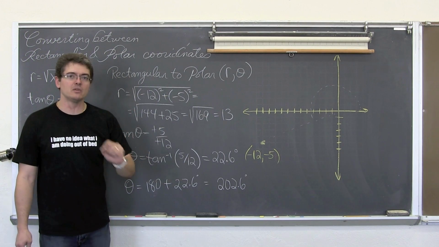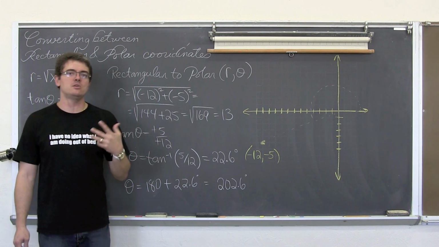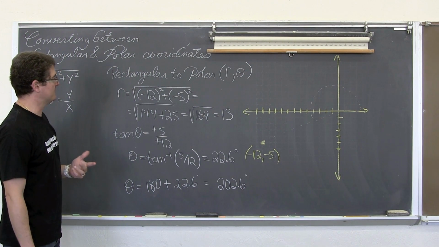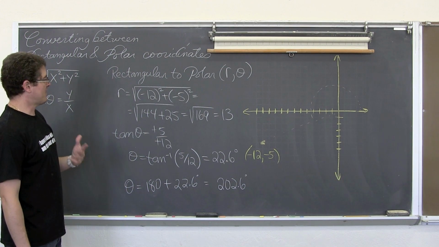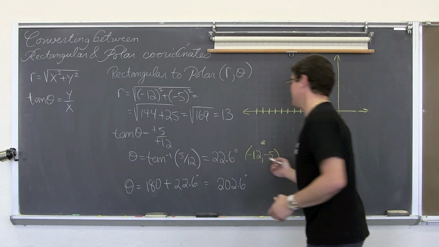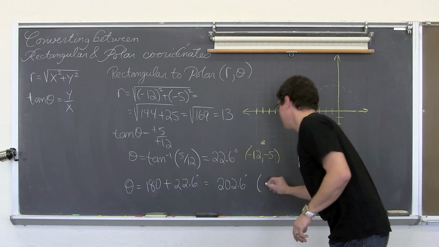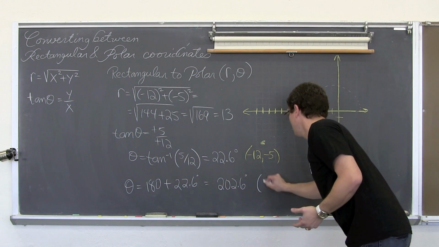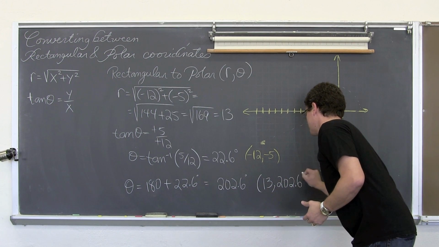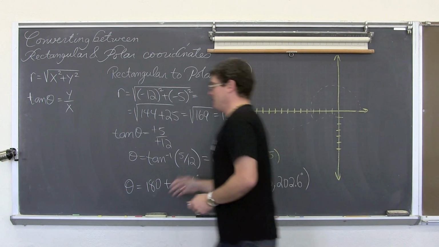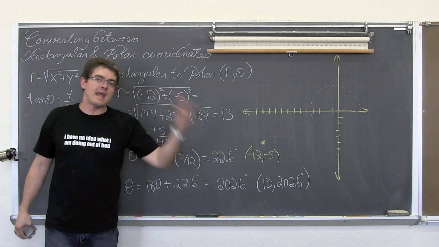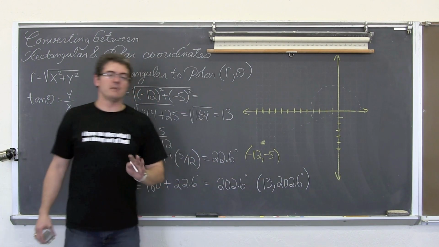So draw a picture, let yourself see where that point is so you correctly find the angle measurement that you actually need. So my final answer, my final polar coordinate is going to be, well, instead of negative 12, negative 5, in polar form, it's going to be 13, 202.6 degrees. And now we can add 360, subtract 360, add 180, and make the radius negative.